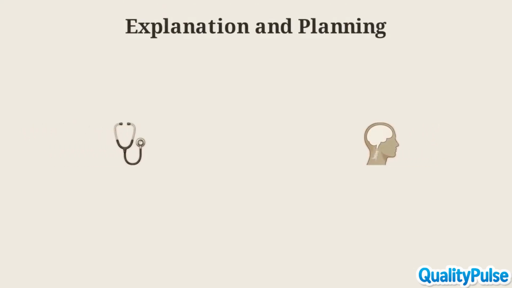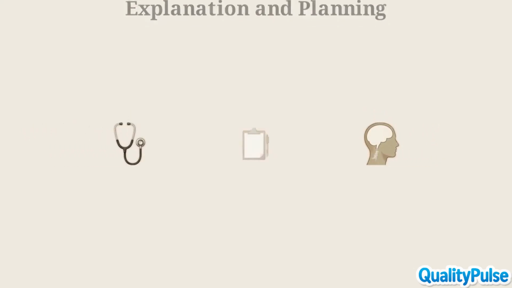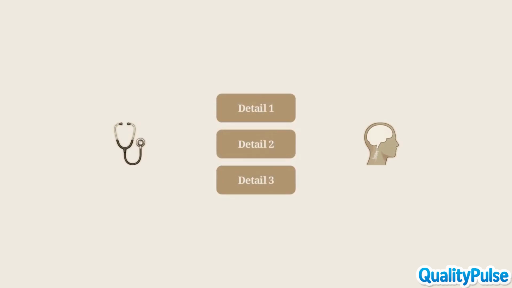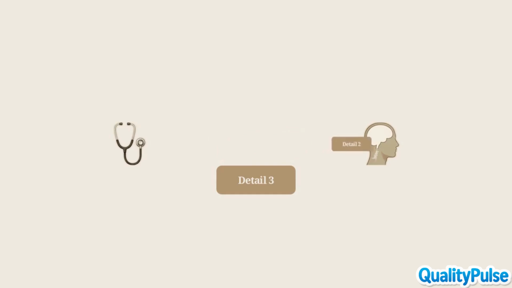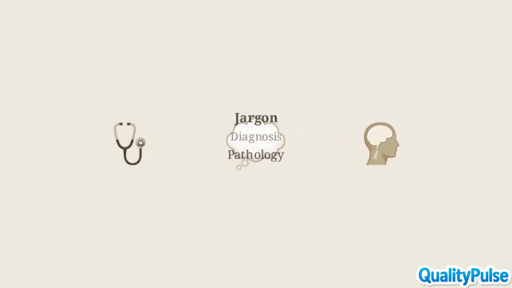The answer lies in the explanation and planning phase. This flowchart shows the primary technique to avoid overwhelming your patient. Chunk and check. You deliver the information in small, manageable blocks, and then immediately pause to check their understanding, creating a continuous feedback loop. This prevents the consultation from turning into a jargon-heavy monologue. Instead, it promotes shared decision-making.